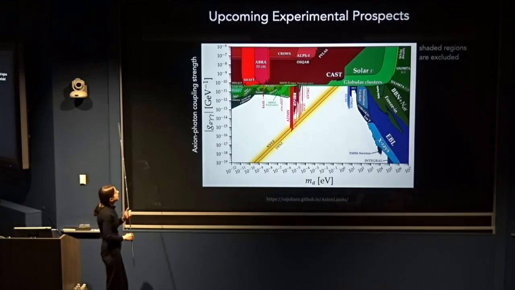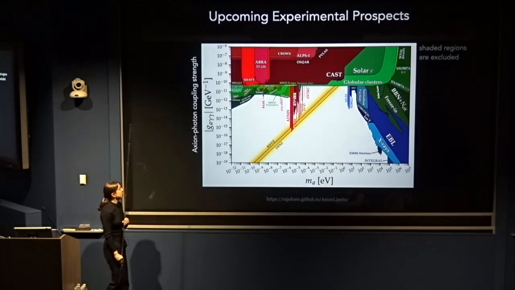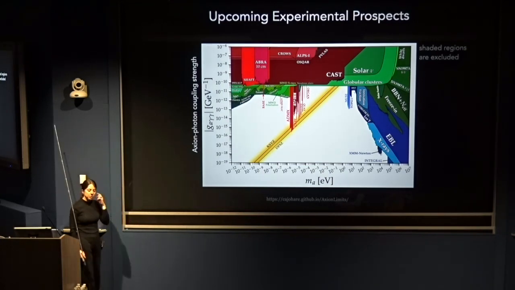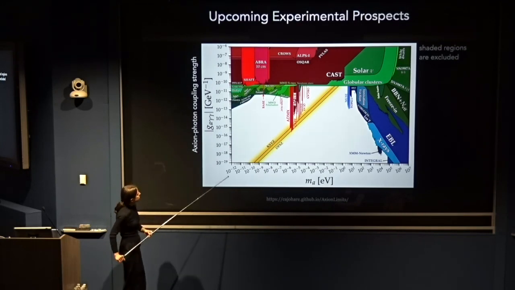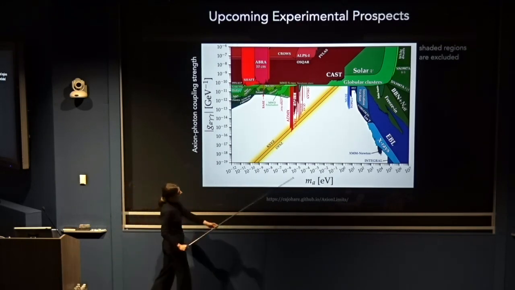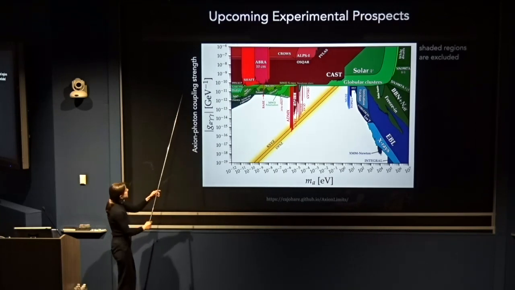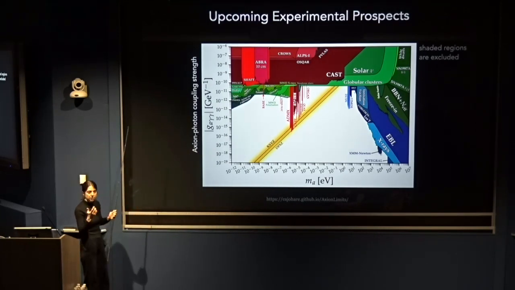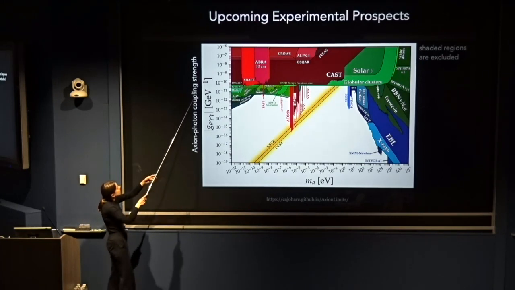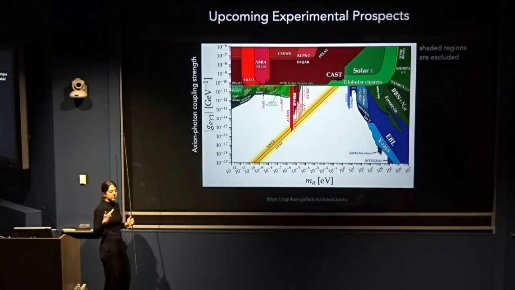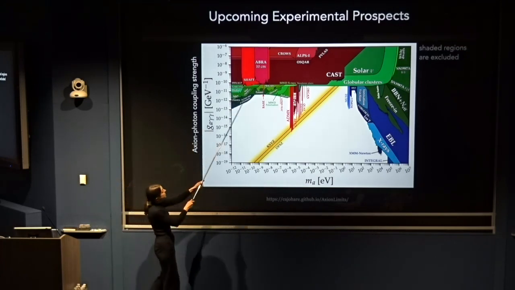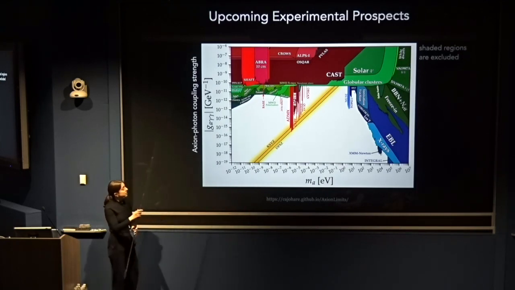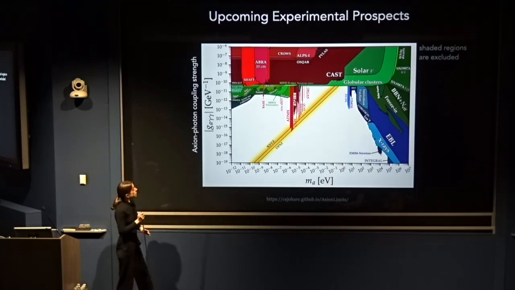So before concluding, I just wanted to give you a sense of the region of parameter space that we've probed so far and where we hope to cover in the next decade or so. It's a somewhat technical plot, but the x-axis here is the axion mass, and the y-axis here is the coupling between the axion and light. As you move down in this direction, you're moving to axions that couple more and more weakly to light. And all of the regions here that are colored are regions of this space that have been excluded by searches that have been done so far.